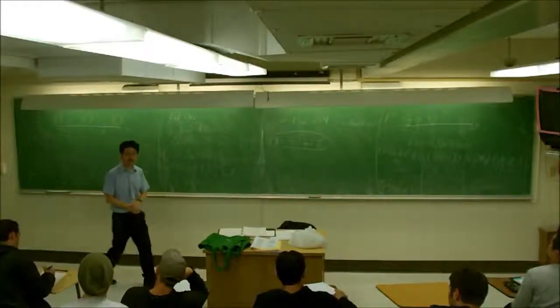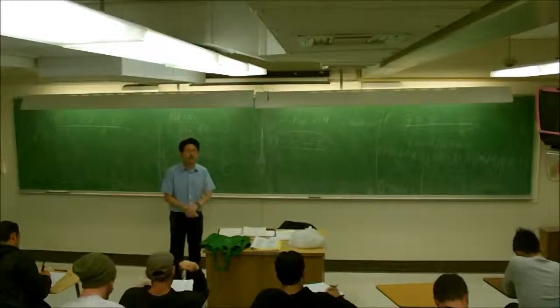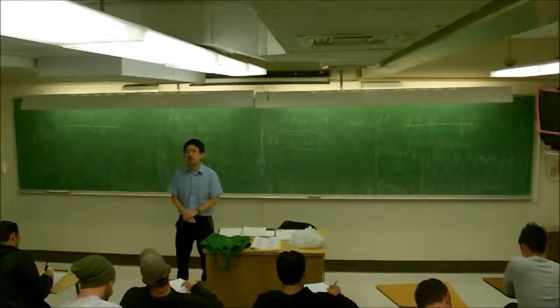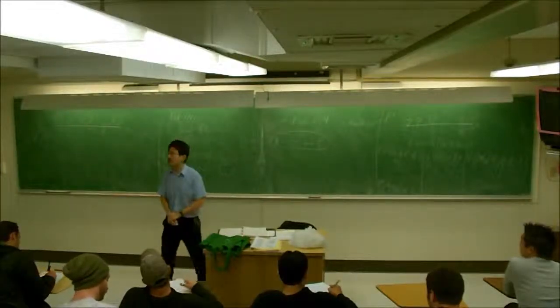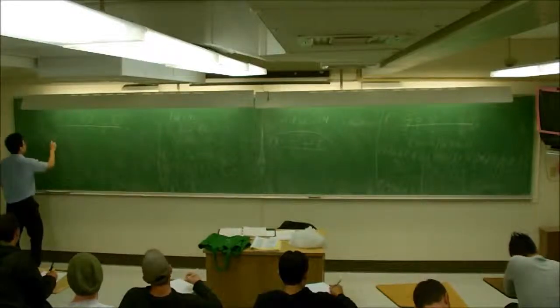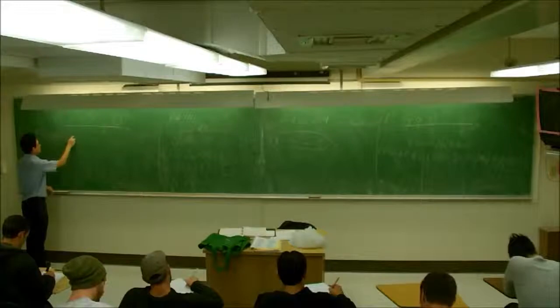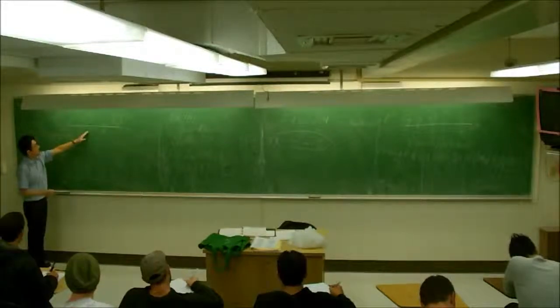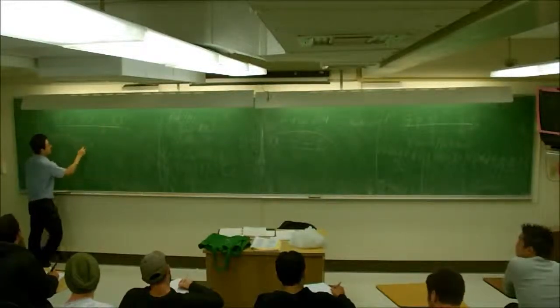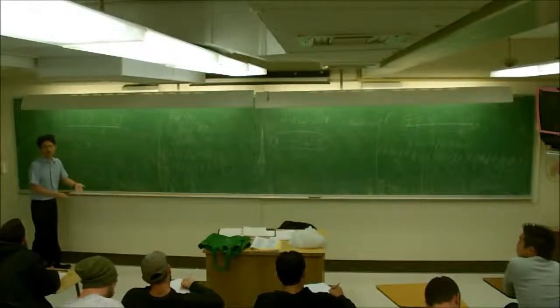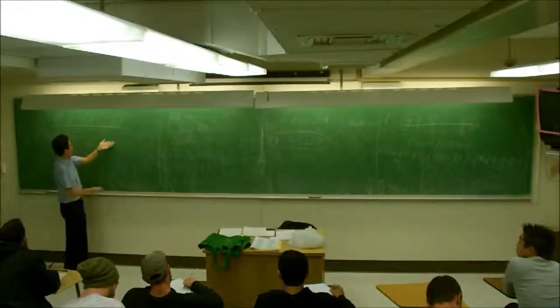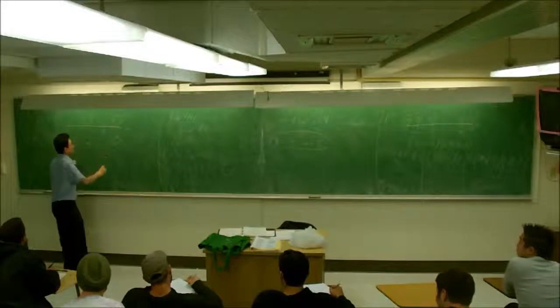When f prime is positive, what's Big Daddy F doing? Increasing. Then there's things kind of leveling off. When f prime is negative, what's f doing? Decreasing, leveling off. F prime is positive, f is increasing.